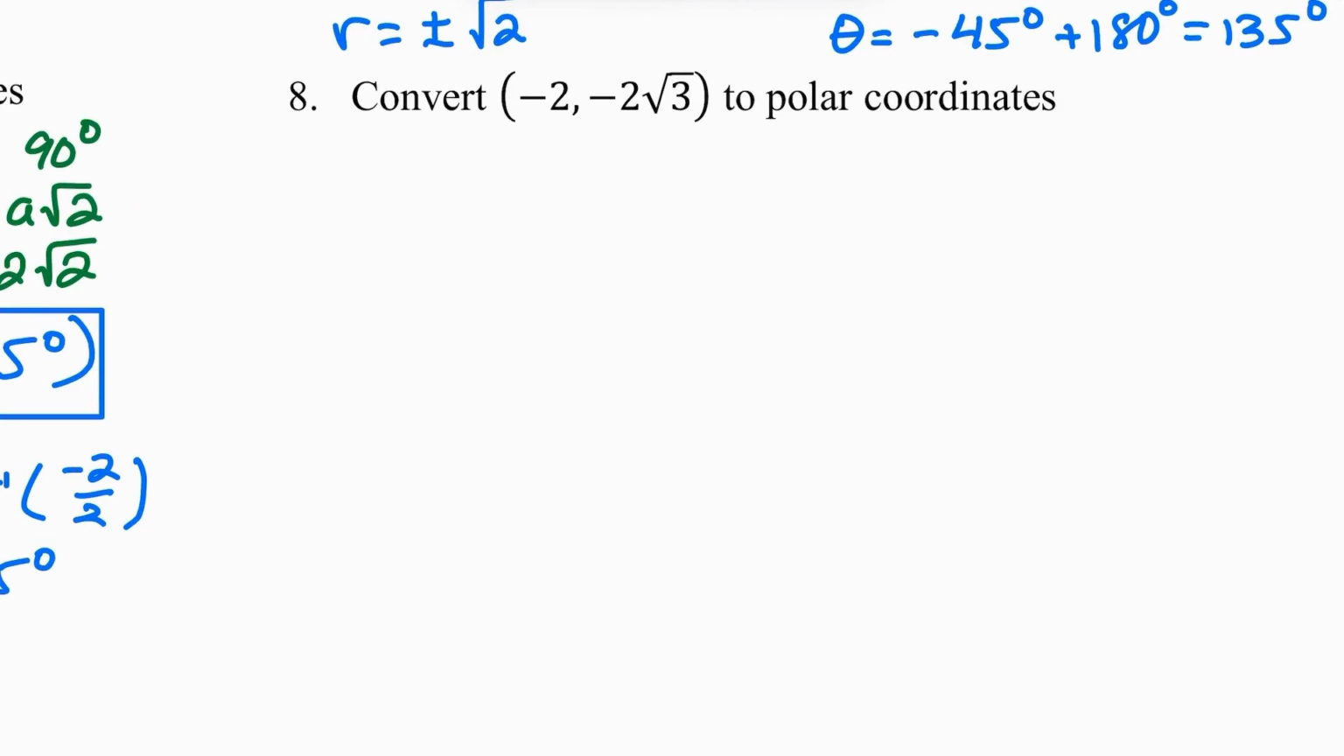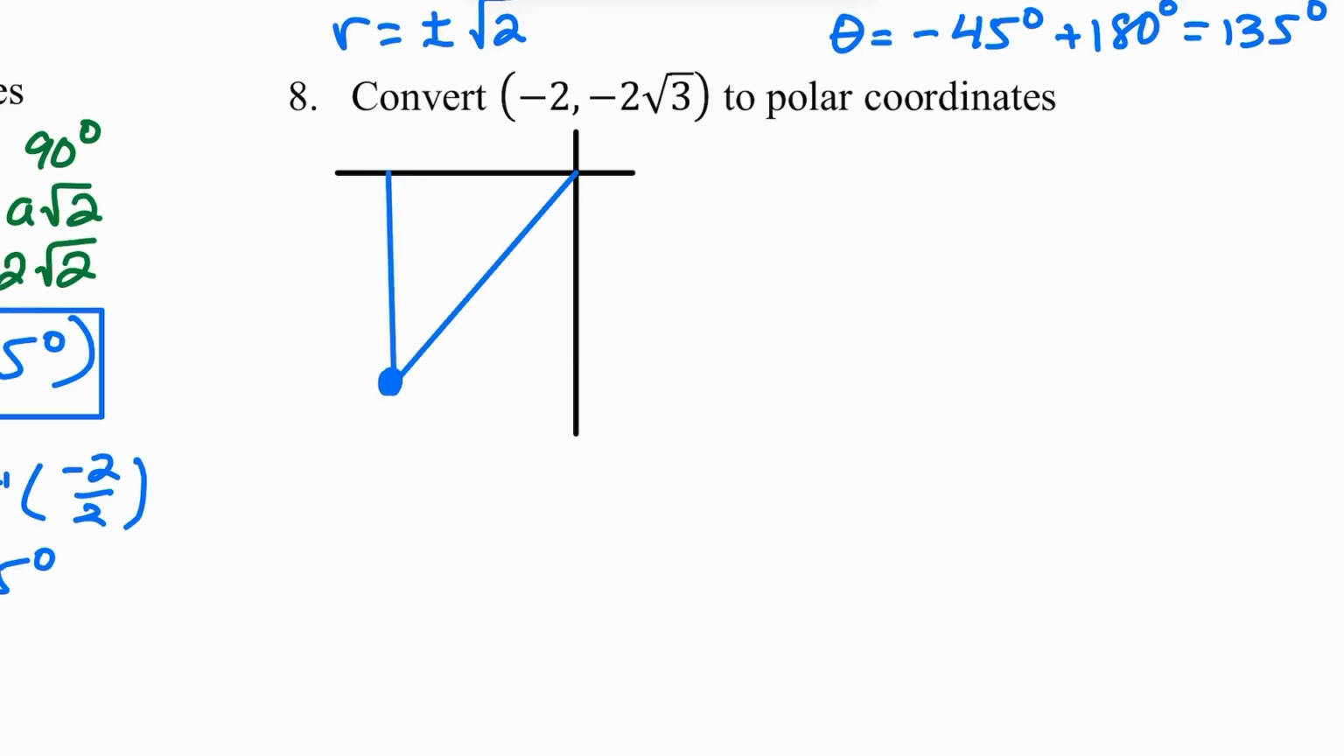So here's another x and y convert to polar. So what I'm going to do is I'm going to sketch this. I have a negative x and a negative y. So that means that this point is over here in quadrant 3. So I'm going to draw my triangle.